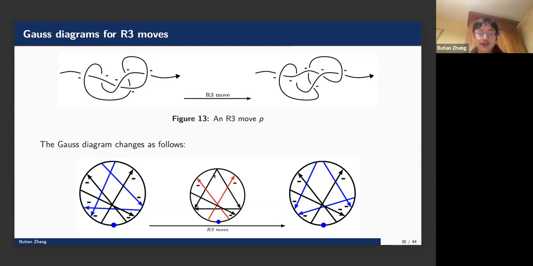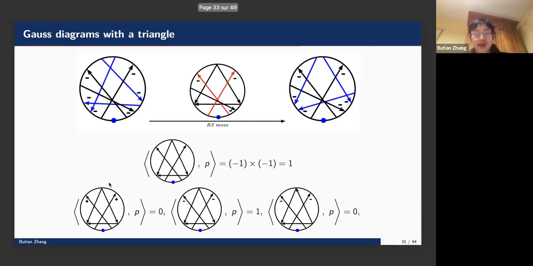This triangle moment is how the R3 move behaves in Gauss diagrams. As with the classical Gauss diagram formula, we will extend that spirit to the one-cycles or one-cocycles. That is, we will define a bracket using Gauss diagrams on some random master move. For example, here P represents the R3 move described here. How does this bracket work?